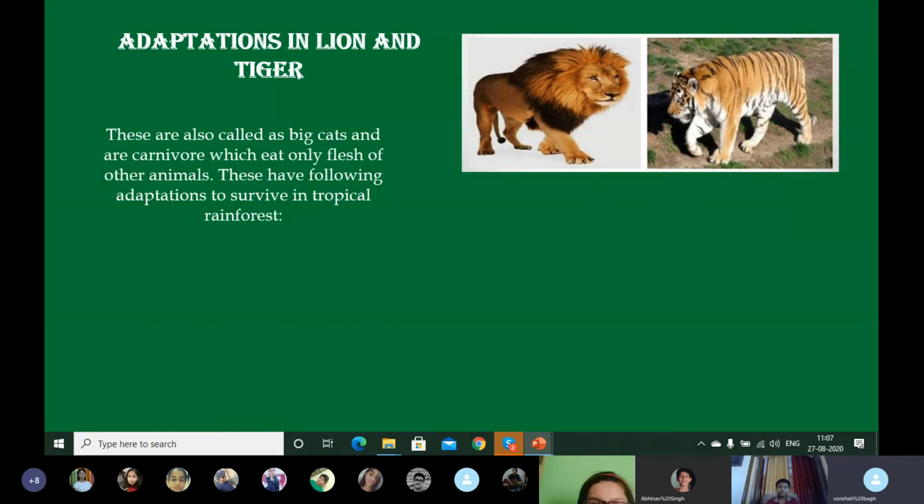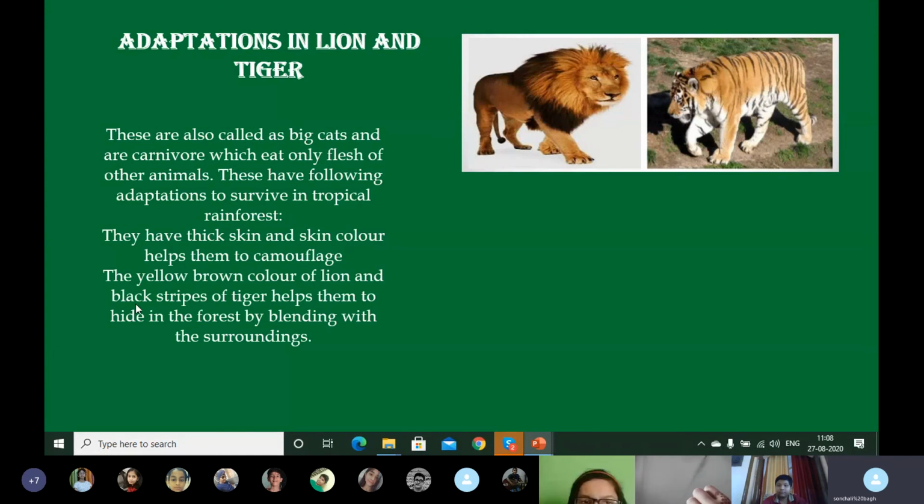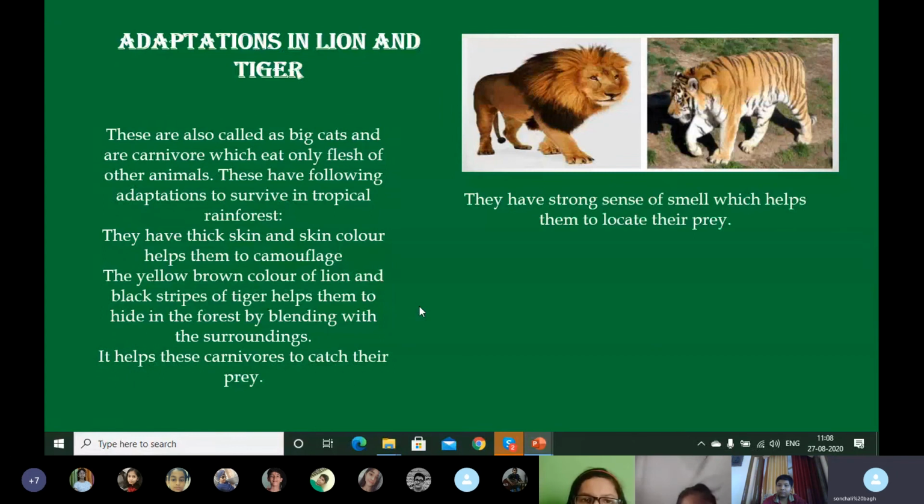Lions and tigers are also called big cats and carnivores. They eat only the flesh of other animals. They have thick skin, and the skin color helps them to camouflage. The yellow-brown color of lions and the black stripes of tigers help them hide in the forest by blending, meaning it mixes with the surroundings. They catch prey.